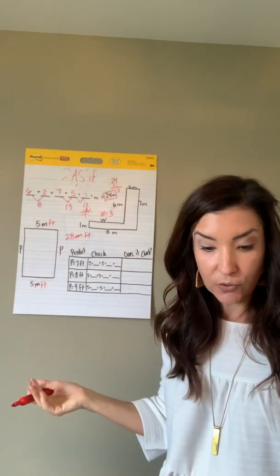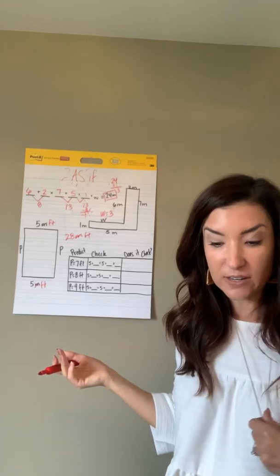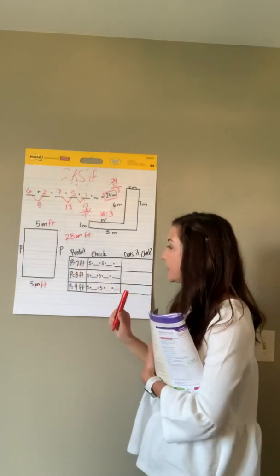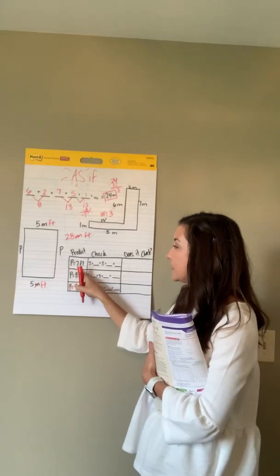We are going to check it, and then we are going to figure out, does it check or not? So let's try it out. I'm going to predict it is 7 feet, okay? So on my chart here, P for predict equals 7 feet.